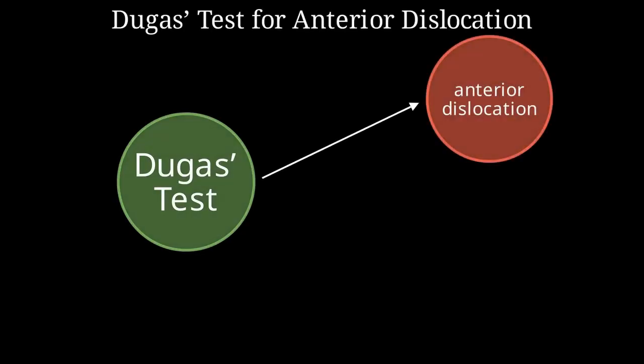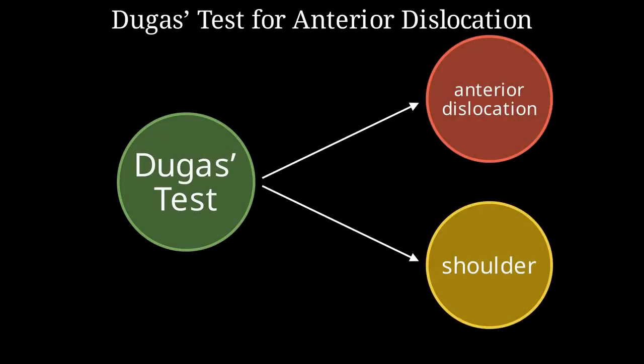Dugas's test is used when an unreduced anterior shoulder dislocation is suspected. The patient is asked to place the hand on the opposite shoulder and lower the elbow to the chest. Inability to do so, with pain, indicates anterior dislocation.